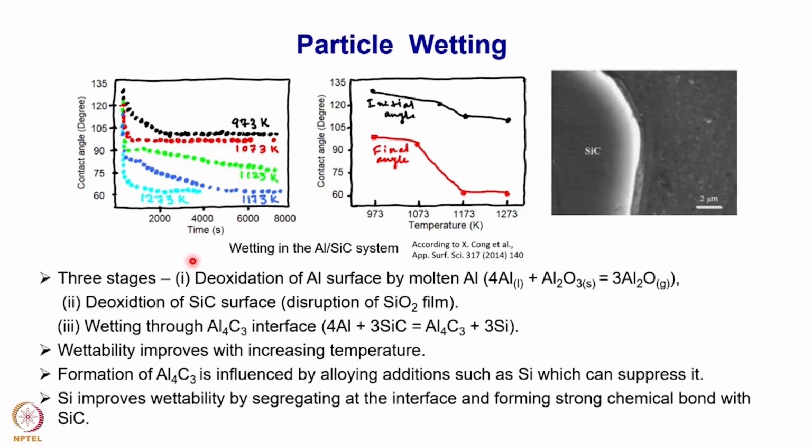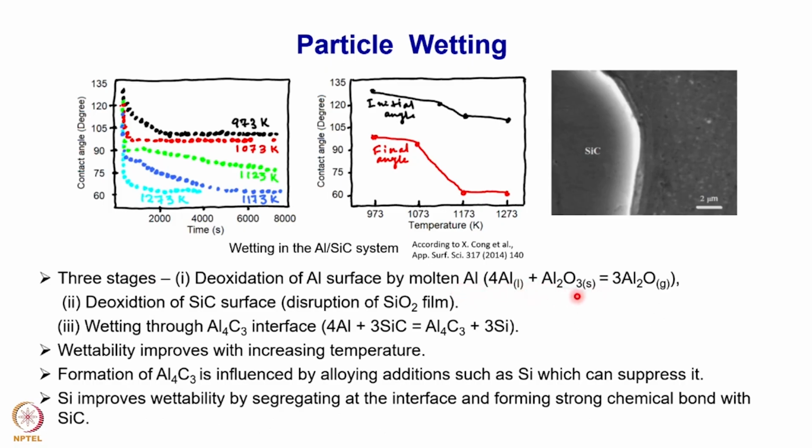So when you talk about wetting of a solid surface by the molten aluminium, there are basically three stages of this whole process as to how the solid surface is wetted by the liquid and leads to a bonding. Okay, so these are the three stages of that. First, deoxidation of the aluminium surface by molten aluminium, which is something like this.